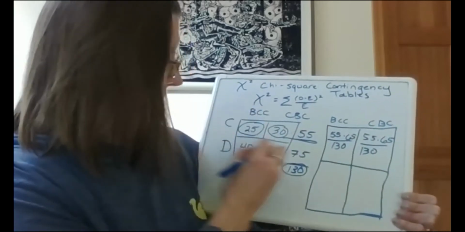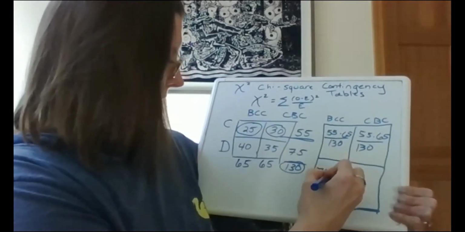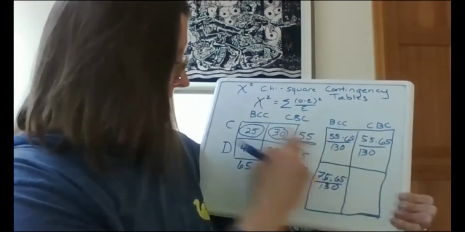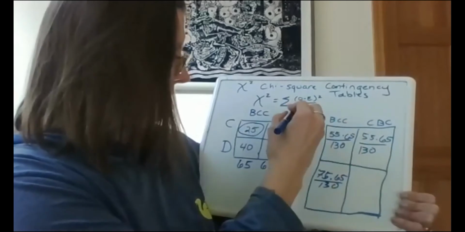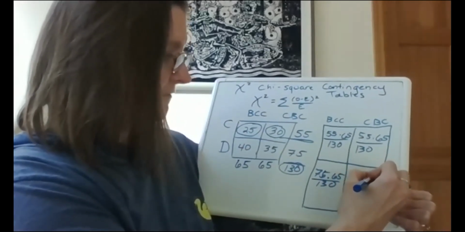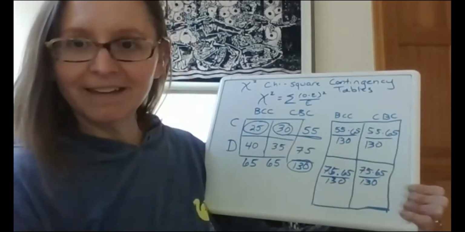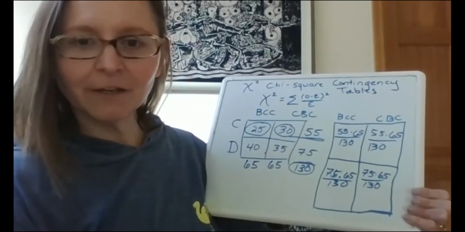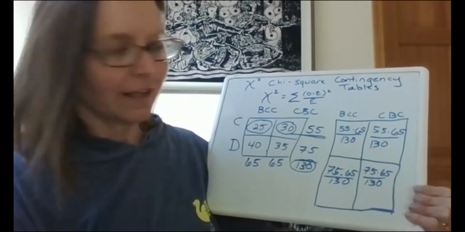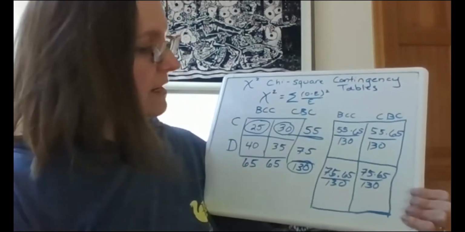For black-caps and deciduous, it would be 75 times 65, divided by 130. And then for chestnut-backs and deciduous, it would be 75 times 65, divided by 130. And if you want to take a minute, you can pause this video and calculate these with a calculator. So once I do calculate those values, this is what I get.